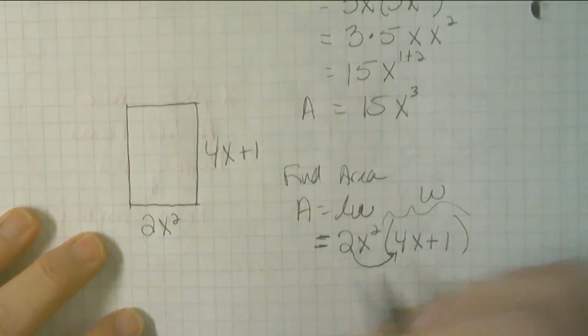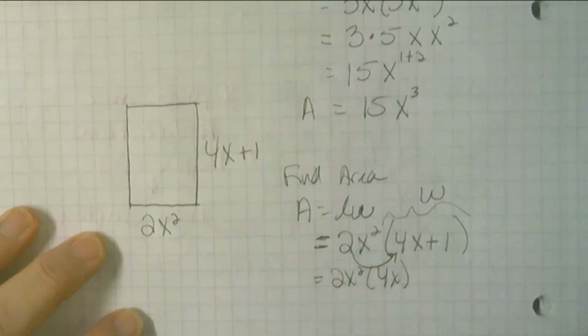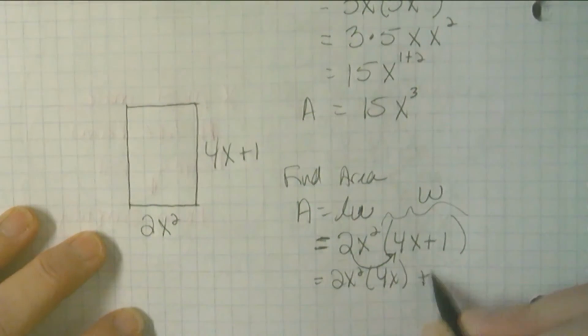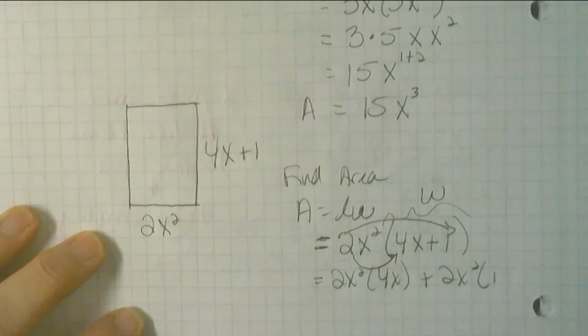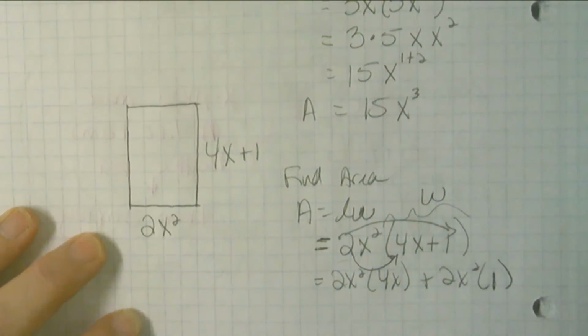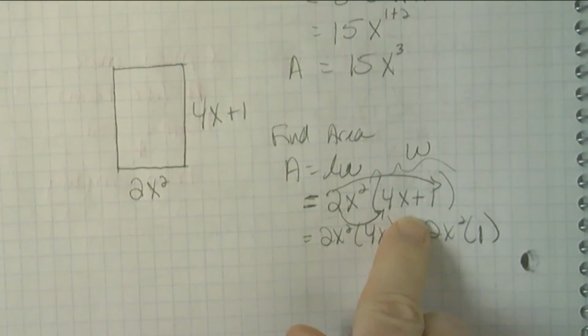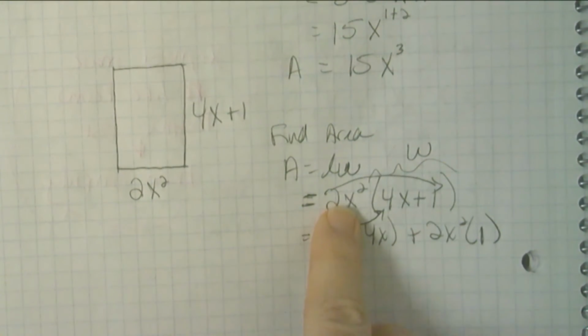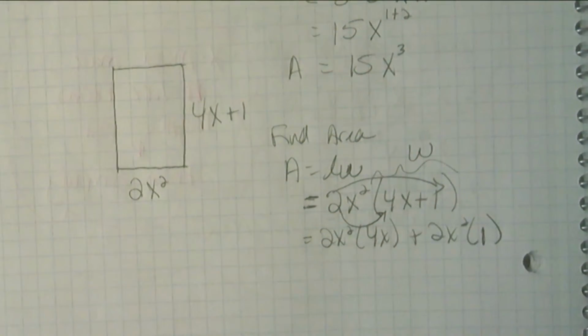I need to do the distributive property. I need to multiply 2x squared times 4x. I need to add to that 2x squared times 1. All of you are writing this down. If I'm doing it, you're doing it. That is the distributive property. I have a term outside the parentheses, and I multiply it by a term in the parentheses that has addition between them.